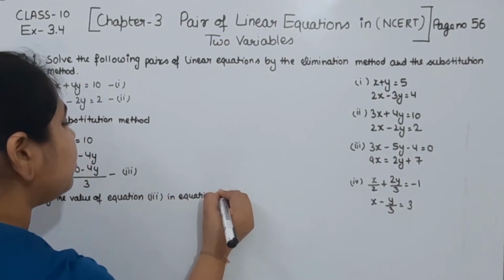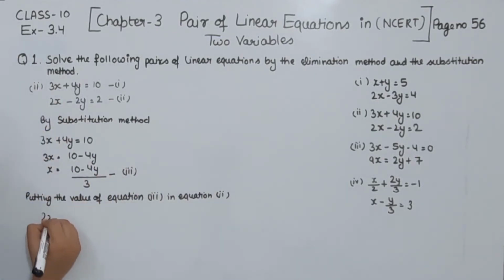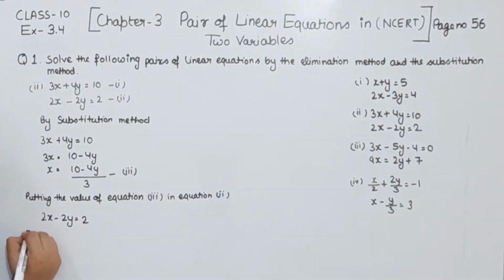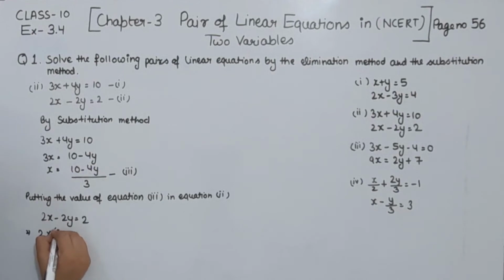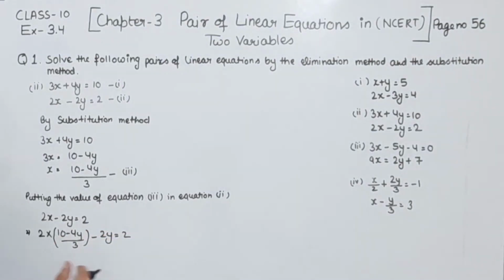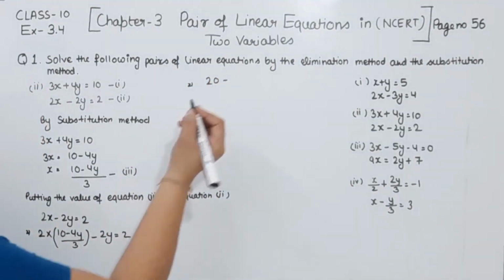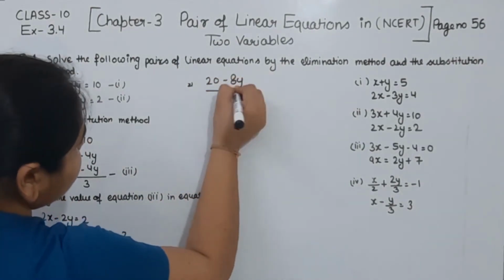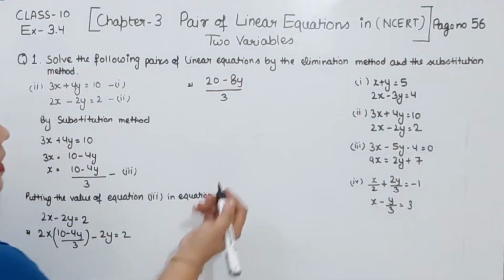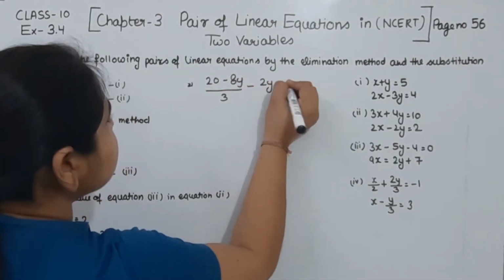equation 2. So equation number 2 we are having is 2x minus 2y equal to 2. Now I'm going to put the value here. So 2 multiplied by the value of x, which is 10 minus 4y by 3, minus 2y equal to 2. So I'm going to multiply this. We are having 20 minus 4 twos are 8, 8y by 3, and minus 2y equal to 2.